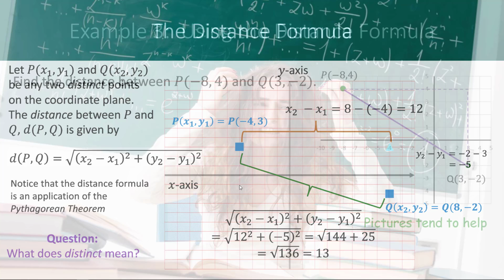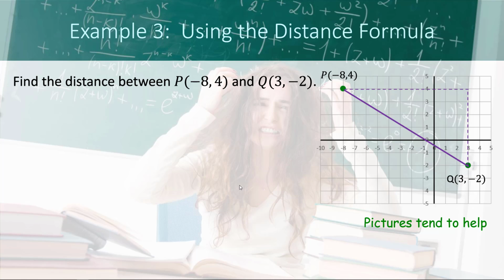Okay, so let's go ahead and apply this to an example, and here we go. Here we want to find the distance between P, which is located at (-8, 4), and Q, which is located at (3, -2). Now you can use the distance formula, and that will be x1 minus x2, which would be -8 minus 3, which is equal to -11, and then we would have y1 minus y2, which would be 4 minus -2, which would be 6.